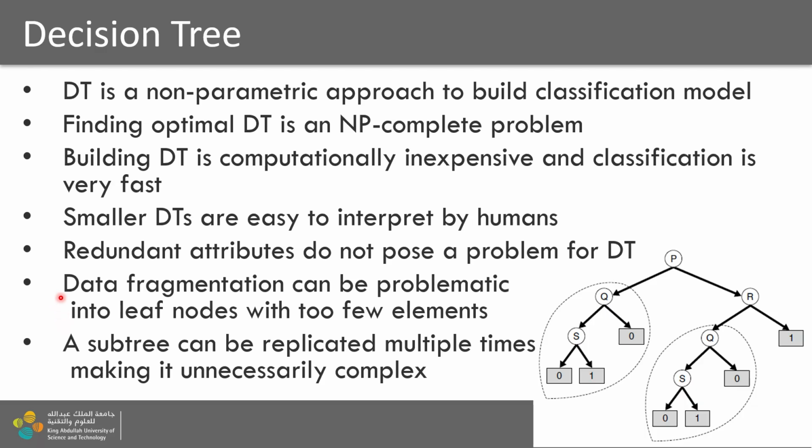So we can have a problem with data fragmentation if we run into the problem that we have leaf nodes with too few elements inside. That would clearly have a consequence that we are somehow having a kind of overfit. If we have just one element in each leaf node, that will clearly be overfitting, and a few elements will mean essentially the same thing.